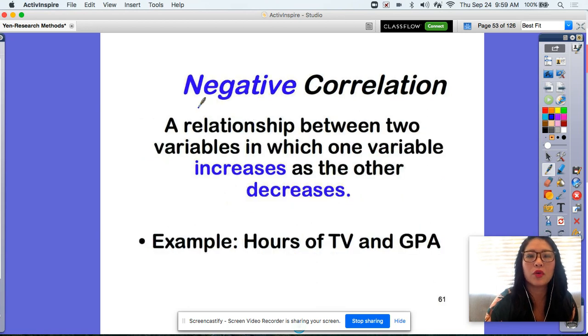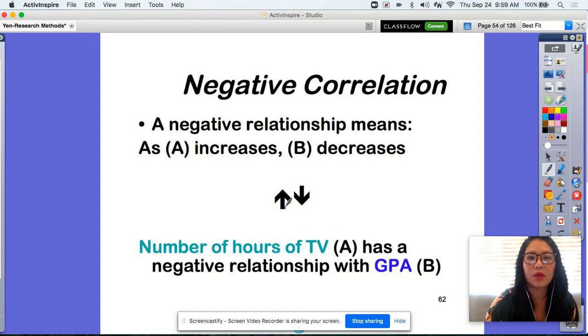Okay, a negative correlation is when they go in the opposite direction. As one variable increases, the other is going to decrease. For example, the more you watch TV, the lower your GPA. Okay. Another one can be, let me think. Let's see. The more you exercise, the less body fat you have.